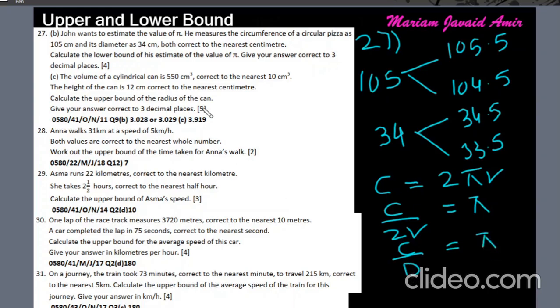Now we need the lower bound for the value of pi. So if pi is lower bound, then the numerator should be lower bound and the denominator should be upper bound. So circumference lower bound is 104.5 and diameter upper bound is 34.5. Let's see what this gives us.